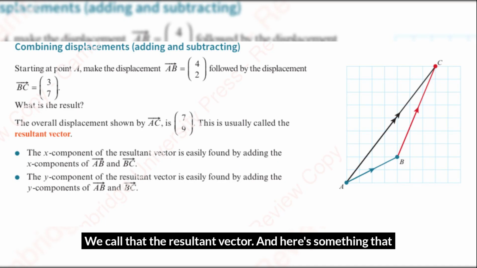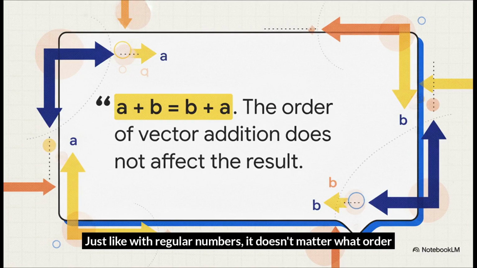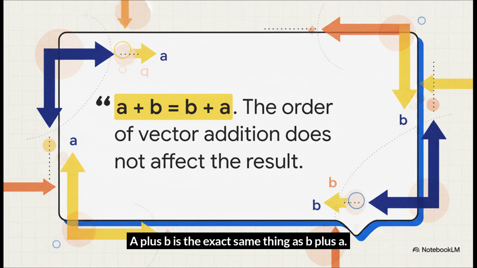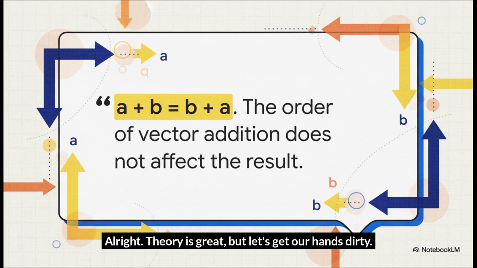We call that the resultant vector. And here's something that makes our lives so much easier. Just like with regular numbers, it doesn't matter what order you add vectors in. A plus B is the exact same thing as B plus A. This might seem simple, but this rule is a game changer because it means we can break down complex problems and solve them in whatever order is easiest.